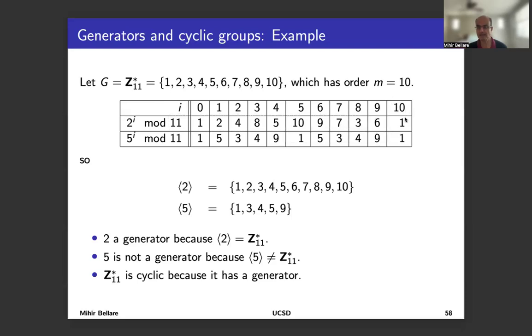When you hit 10, you will notice that you get ones, but we could have predicted that because we know that anything raised to the group order will give you 1. So that was for 2. We could do it with something else.